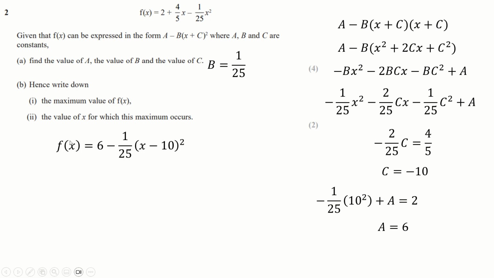Hence write down the max value of f of x. So if x is, well, this is minus something squared. So here's 6 minus some stuff squared. Now, whatever you do with this, when you square it, it's going to be positive, and so it's going to be 6 minus something. So the only way to avoid that is to make this whole thing 0, and then the biggest value of f of x you can get is 6. And of course, to make this 0, you need to make x 10, and then you get 6 minus 0, and then, cool, yeah, so we're done.